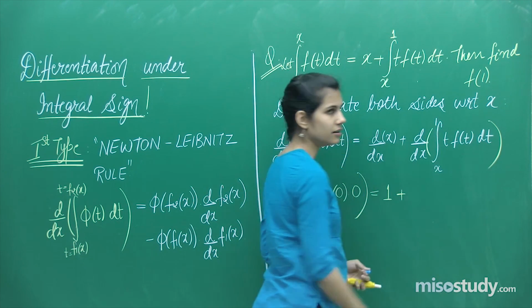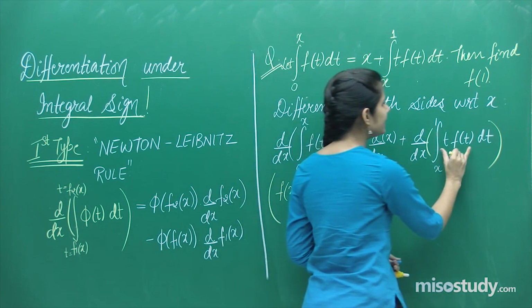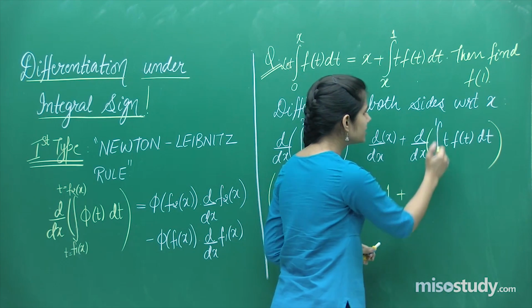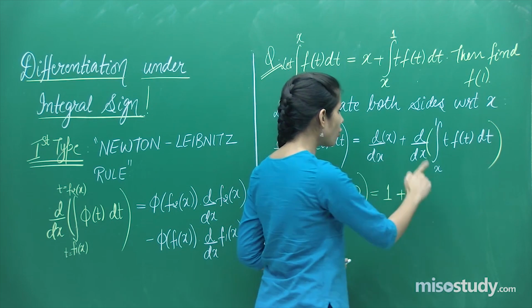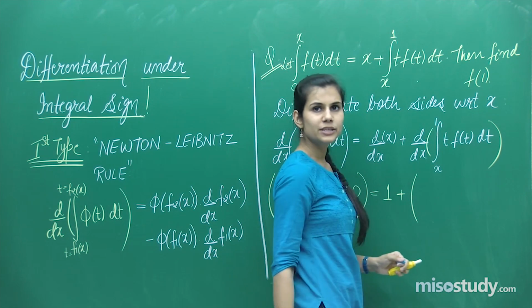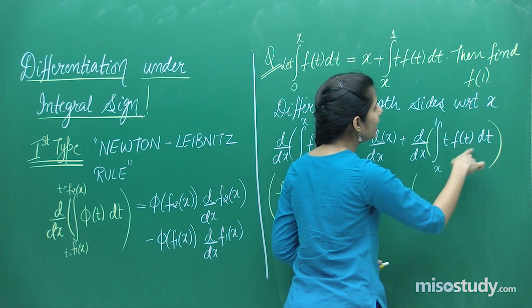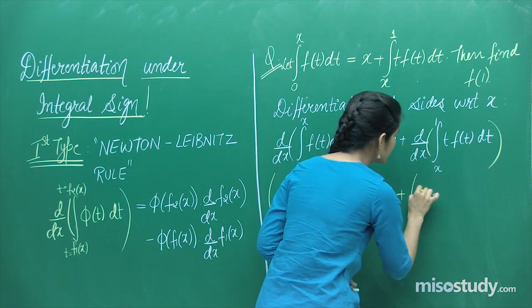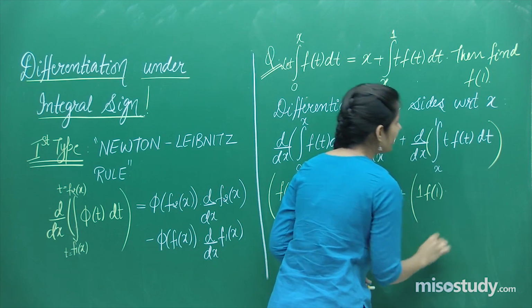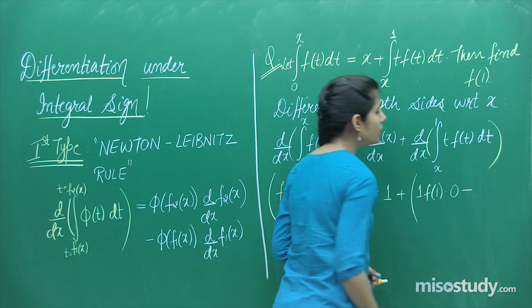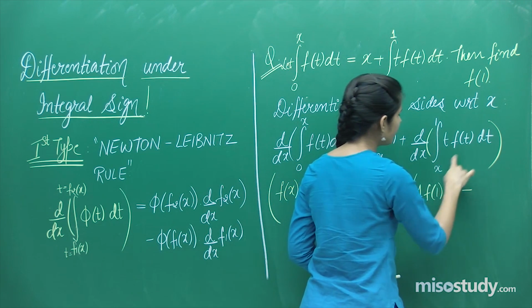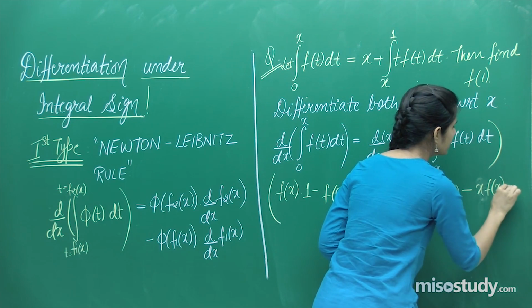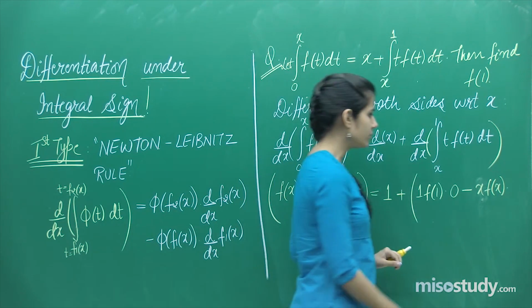Equal to d by dx of x is 1 plus what is d by dx of now this integral? Again, this is of the first type, integrand is free from x and you are differentiating with respect to x only, which is sitting only in the limits. Therefore, over here I am going to again apply my Newton-Leibniz rule. Substitute in place of t the upper limit. So this will be 1 into f of 1 multiplied by d by dx of 1, which is 0, minus x into f of x, lower limit, multiplied by d by dx of lower limit, which is 1.